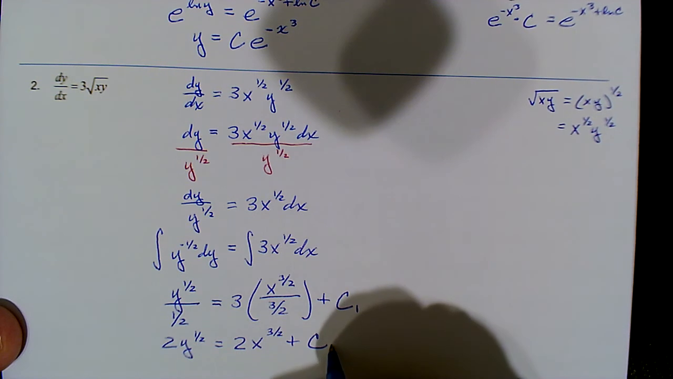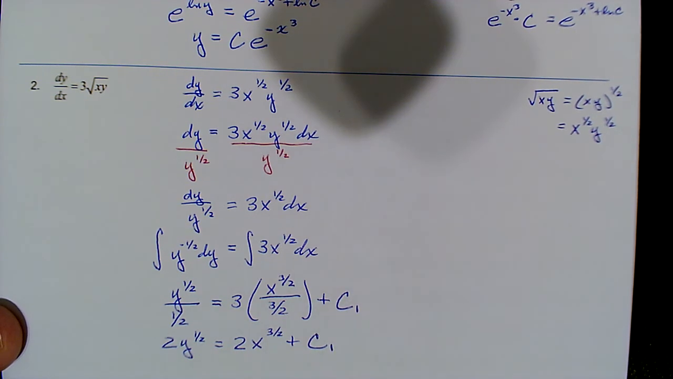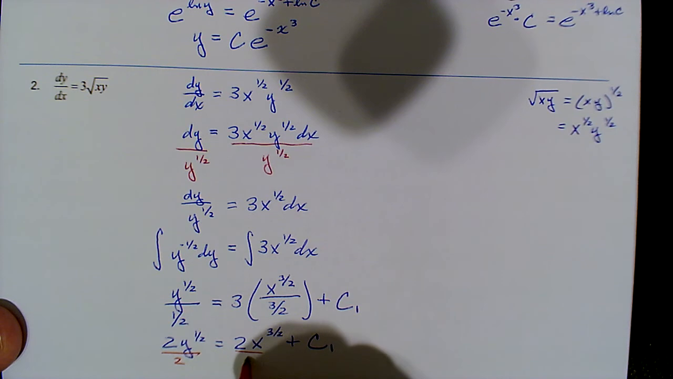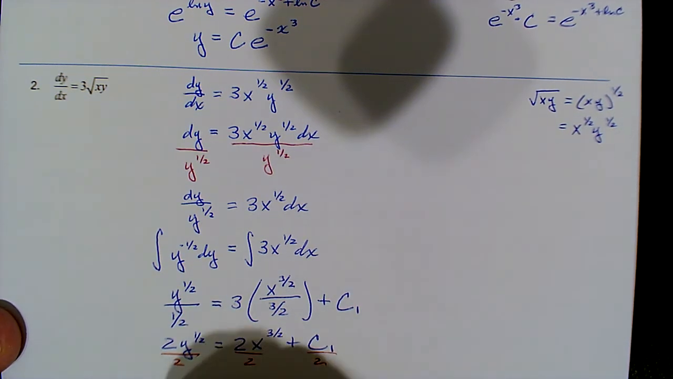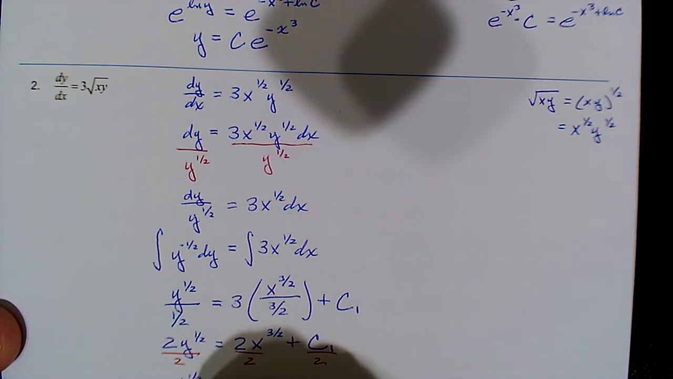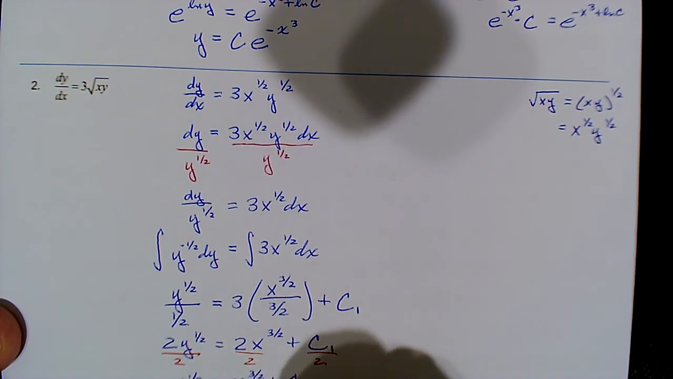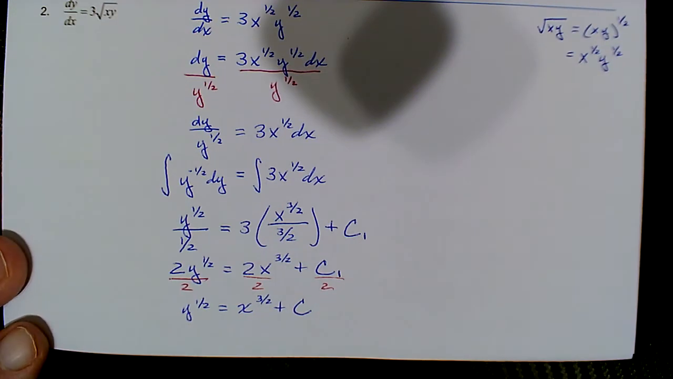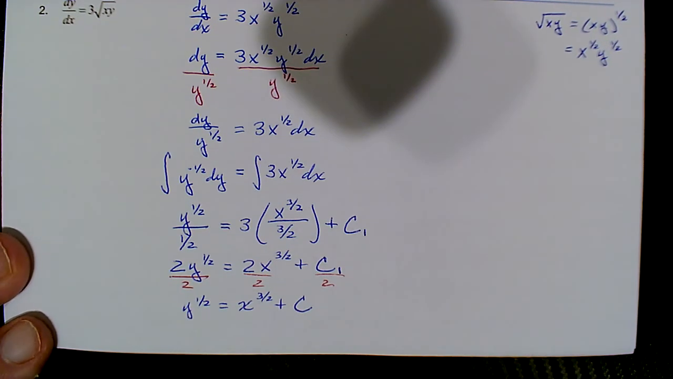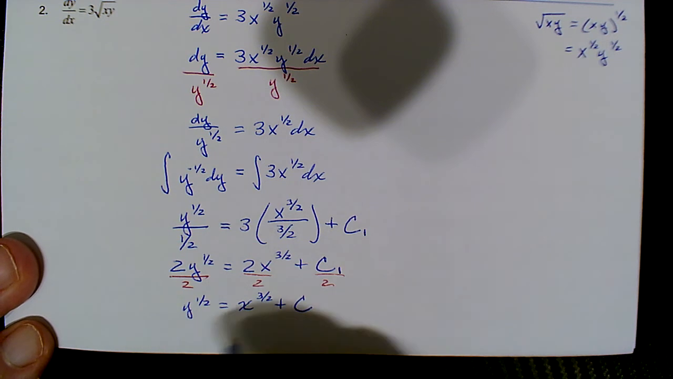And we get y to the 1/2 equals x to the 3/2 plus a constant. I'm just going to call this c, because c sub 1 divided by 2 is just a new constant. And then to get rid of the 1/2, we'll square both sides. So y would be the quantity. Okay, so those are a few examples where we found the general solutions involving the constant c.